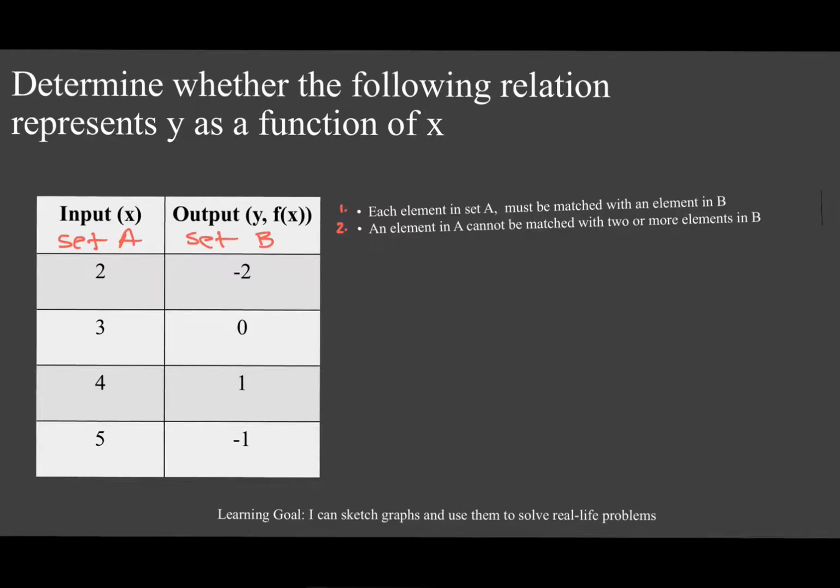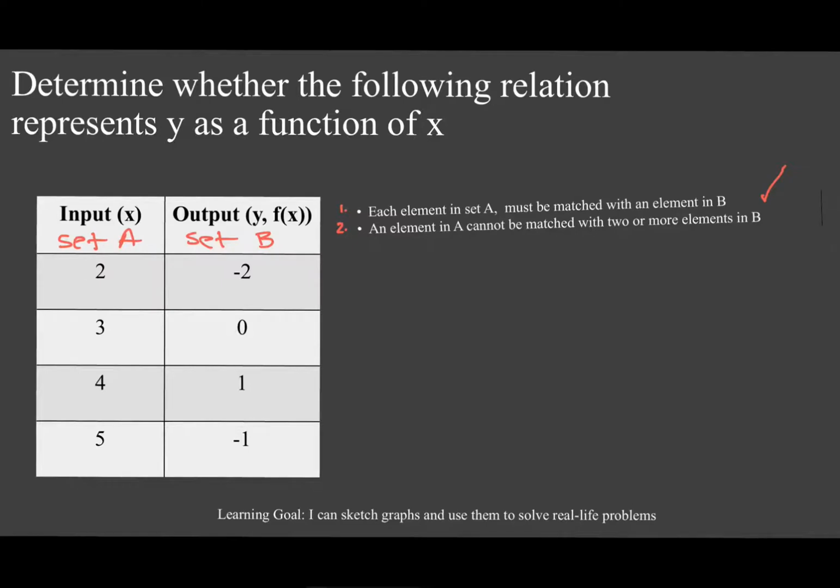So the first characteristic says that each input value is matched up with an output value. So here our input 2 is matched up with -2, 3 is matched up with 0, 4 with 1, and 5 with -1. So we can say that the first characteristic is satisfied.